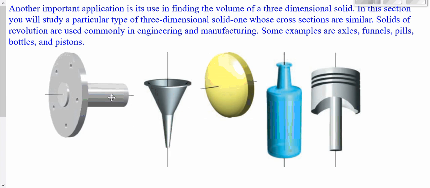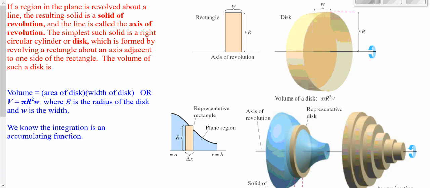Here's a solid that you get from revolving a certain shape, kind of like an L shape, around the axes. Or here are some other volumes of revolution. So how do we go about doing that? A solid of revolution is basically where you take a shape like a rectangle and revolve it around this axis. If you take that rectangle and revolve it around the axis in 3 dimensions, you basically get what looks like a disk.